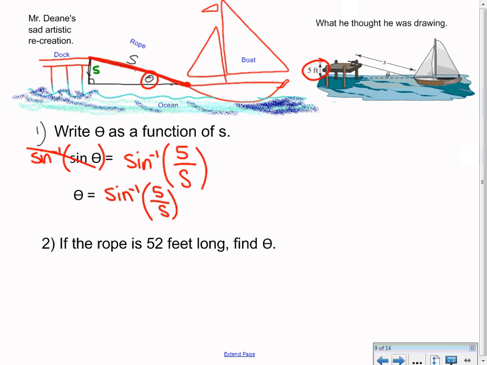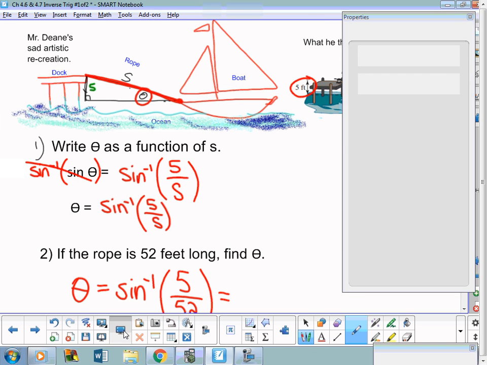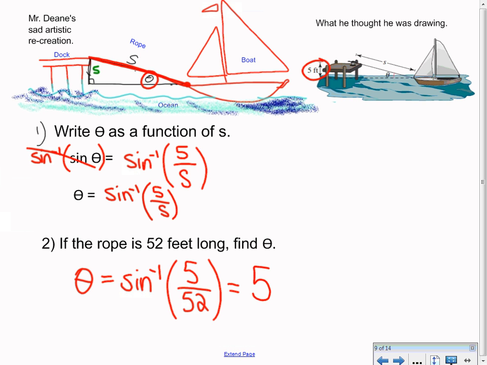And number 2, now we're actually putting a number onto it. If the rope is 52 feet long, theta is inverse sine of 5 over 52, and you can do this on your calc. You're going to get back an angle. Hopefully you realize from those numbers that the angle is going to be small, because your opposite side compared to your hypotenuse is real small. So we'll go to our calc. Inverse sine, that's the blue button above sine, 5 over 52. I made sure I was in degree mode, and out comes 5.5 degrees. So our angle's 5.5 degrees, pretty small.